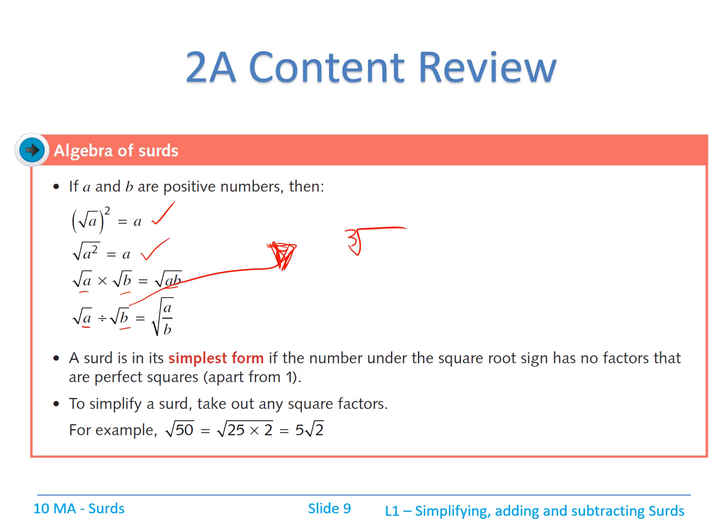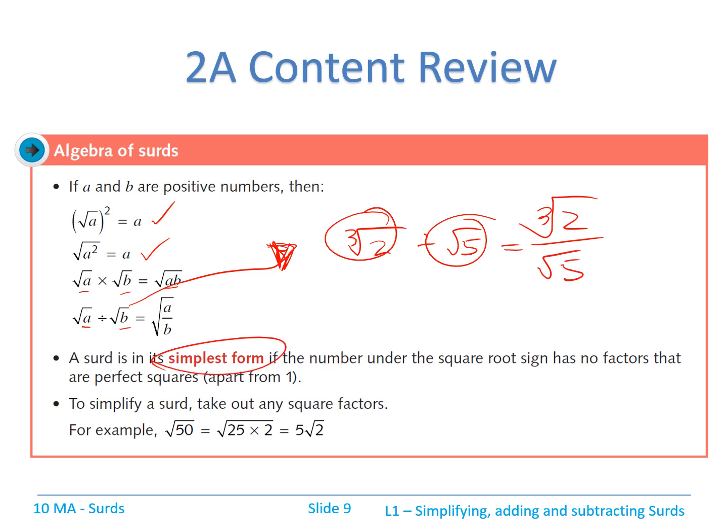So if it was root 3, the cube root of 2 divided by root 5, we can't put that all under a root sign because these things are different roots. So that wouldn't simplify at all. That would just be the cube root of 2 on root 5.